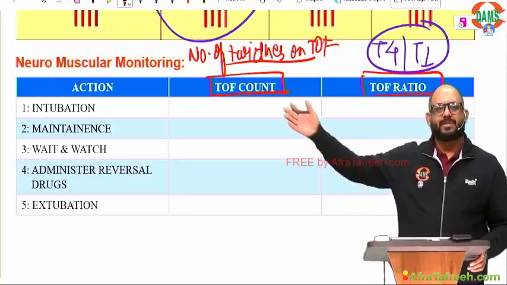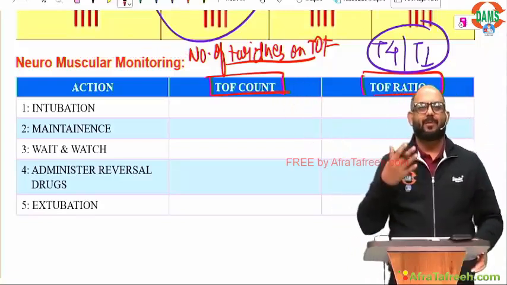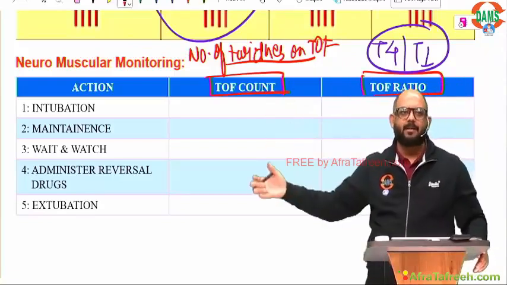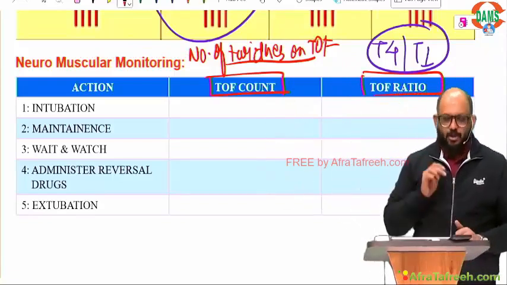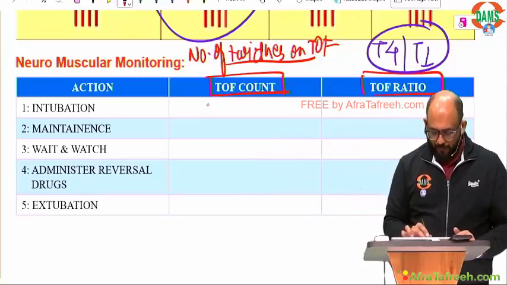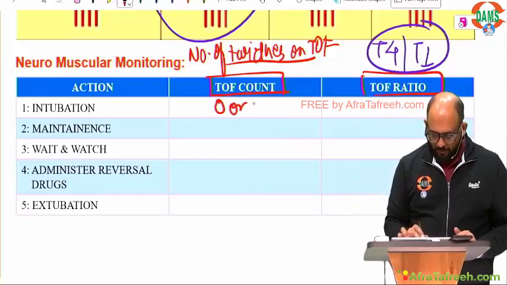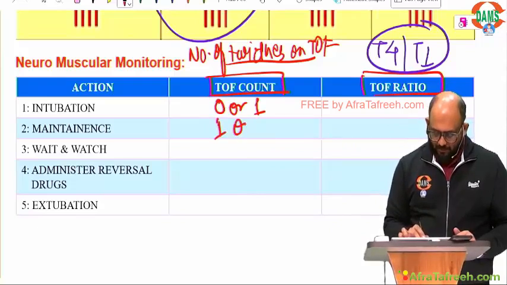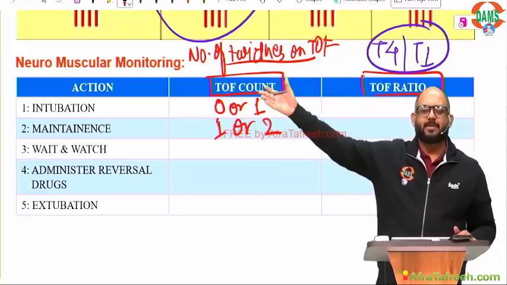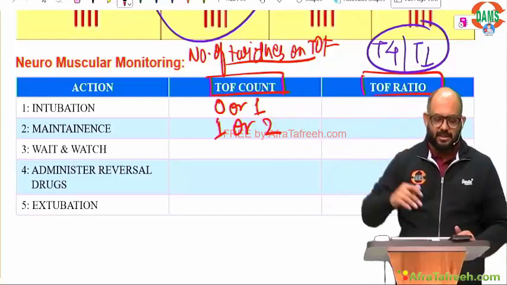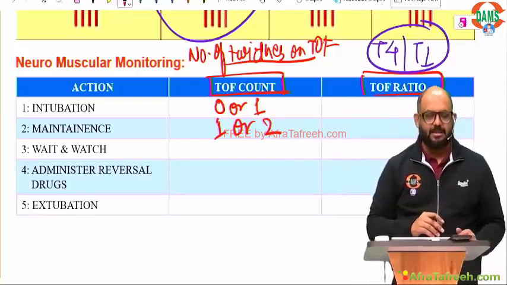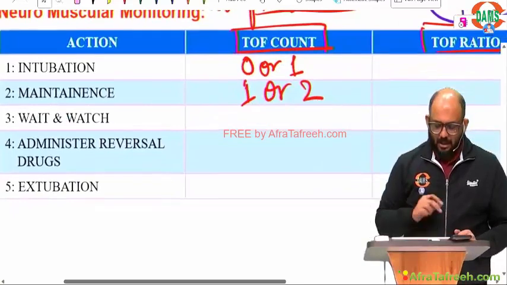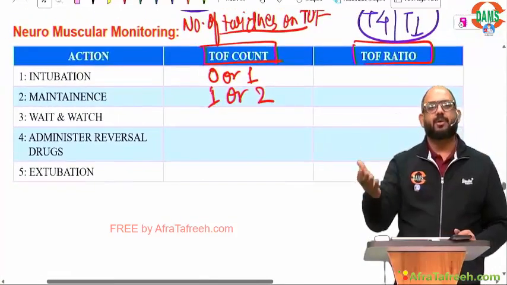Now we use these 2 criteria to decide when we can intubate, maintain and extubate the patient. For intubation we need to keep TOF count between 0 and 1. For maintenance we need to keep the level at 1 or 2. So TOF count helps us decide when we can intubate and the level required for maintenance. Now we use TOF ratio to decide when we can extubate.